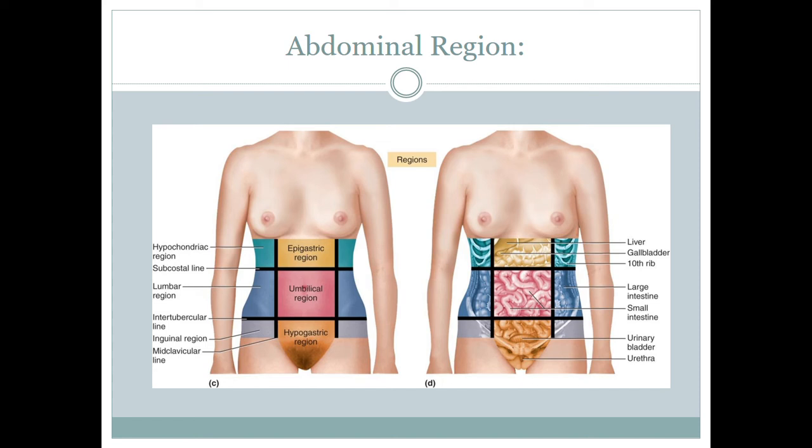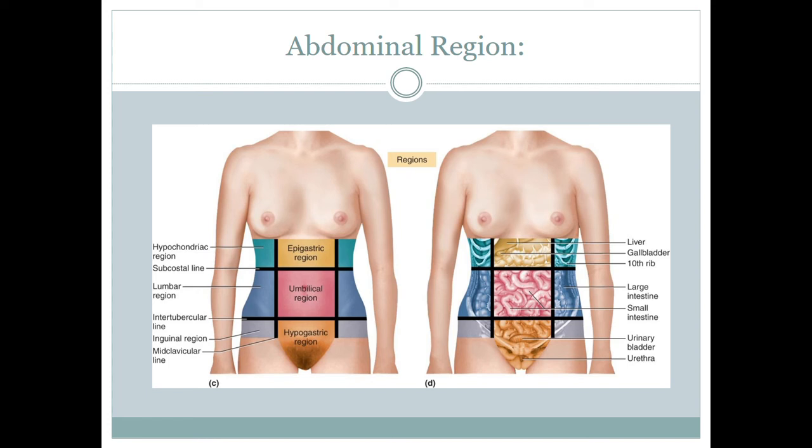Just below the hypochondriac regions, you have the lumbar regions. This is the area that is about the same level as your lumbar vertebrae. So on the right side, you'd have the right lumbar region. Left side, you'd have the left lumbar region.